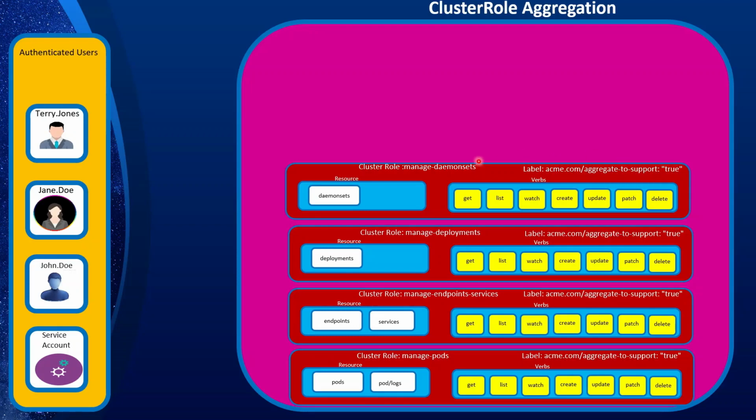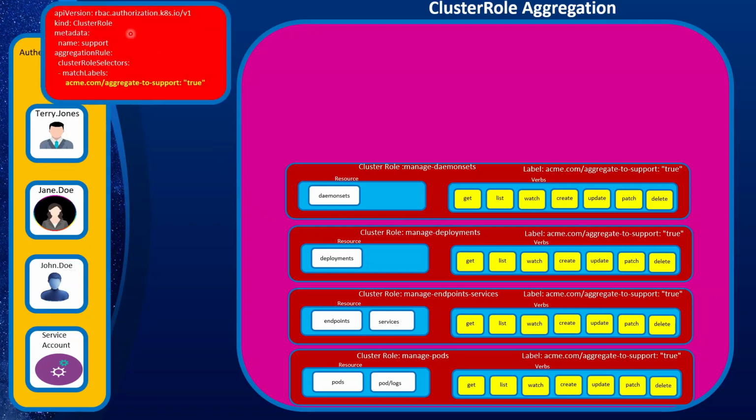Now let's say we want to create a new cluster role that inherits all of this. It's actually pretty easy. This is the YAML. The kind will be ClusterRole. And then under metadata, we have the name, which I call support. So this is a new cluster role called support. And then we have aggregation rules. So these are basically the rules of aggregation.